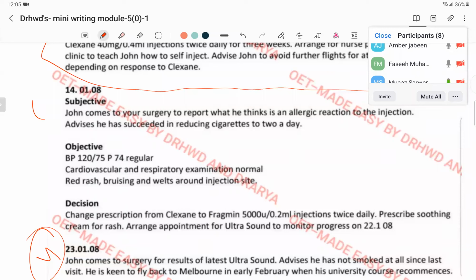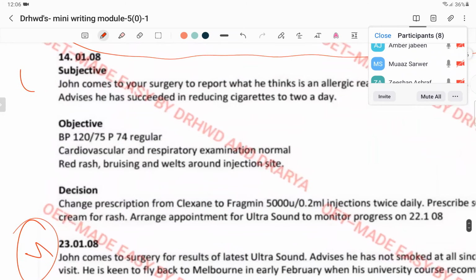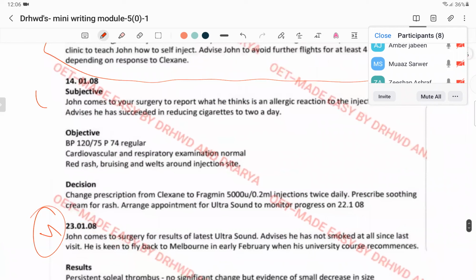So John comes to your surgery to report what he thinks is an allergic reaction to the injection. Advises he has succeeded in reducing a cigarette to 2 a day. BP 120/75, pulse 74, regular, cardiovascular, respiratory is normal, red rash and bruising and welts around the injection site. Change prescription from Flexen to Fragmin and prescribe soothing cream for rash. Arrange appointment for ultrasound to monitor progress.